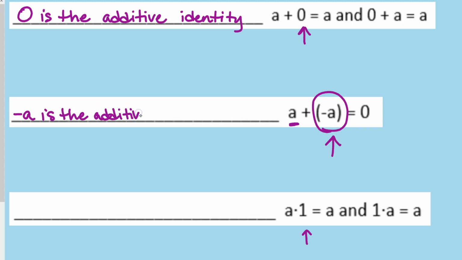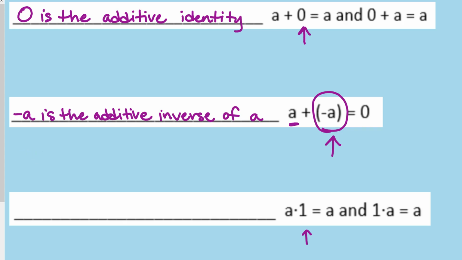Inverses in math kind of undo one another. The opposite of A is the additive inverse of A. Notice I'm being careful to say the opposite of A instead of negative A, because what if A is a negative number? What if A is negative 7? Then what is its additive inverse? Positive 7. So the opposite of a number could be a positive.